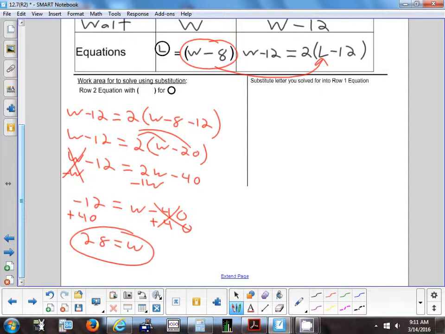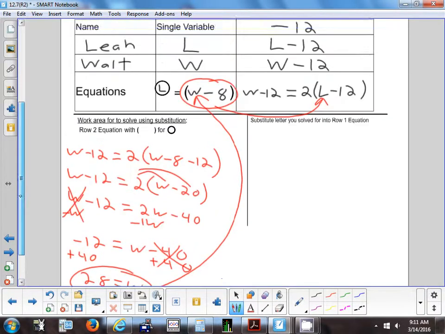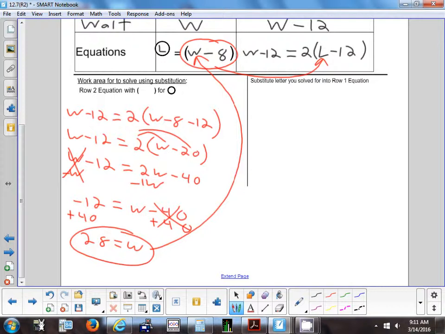Right. So now I know Walt's age. I would have to go and plug that back in to find Leah's age. And if you did it out, it would come out to 20. Was it Leah or was it? It would be 20. 40 take away 12 is 28.